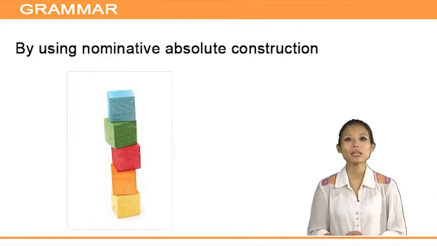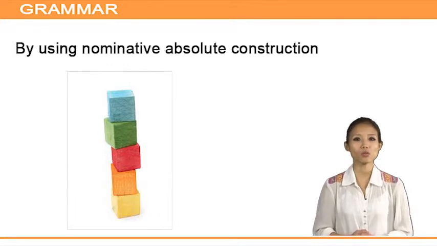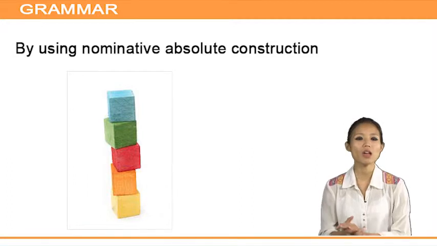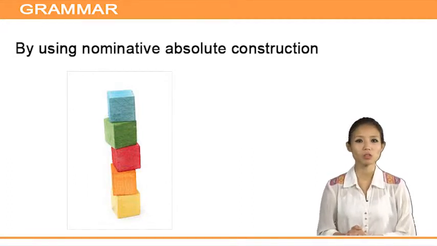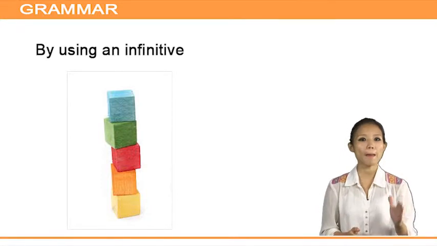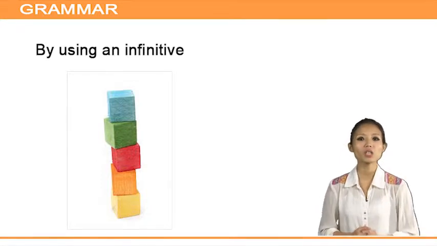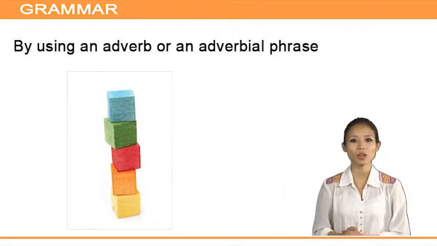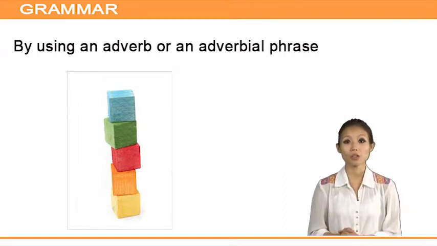By using a nominative absolute construction: "The soldier arrived, the mob dispersed." "The soldier having arrived, the mob dispersed." By using an infinitive: "I have some duties, I must perform them." "I have some duties to perform." By using an adverb or an adverbial phrase: "He deserved to succeed, he failed undeservedly."